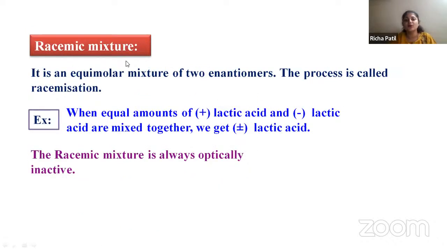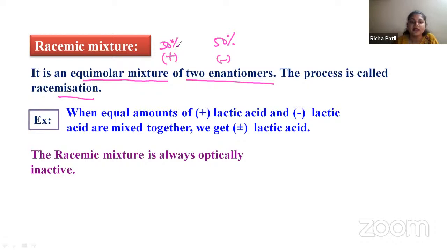Next, racemic mixture. What do you mean by racemic mixture? It is an equimolar mixture of 2 enantiomers. Equimolar mixture means 50% plus and 50% minus. An equimolar mixture of 2 enantiomers is called racemic. Plus and minus cancel, so the net is 0. It is optically inactive, and then it is said to be a racemic mixture.